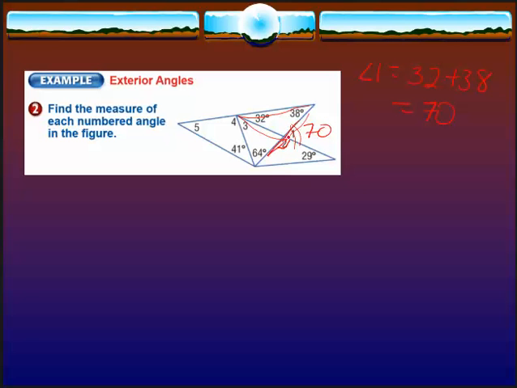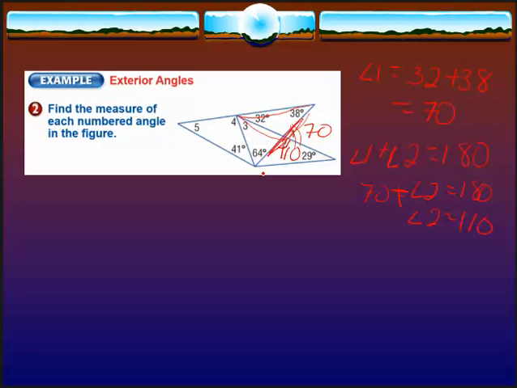If I know angle 1 is 70, I can find angle 2 because they make a straight line. Anytime you have adjacent angles that make a straight line, you know that they add up to how much is a straight line? 180. Now I can plug in my 70 for angle 1. Plus angle 2 equals 180. So angle 2, if I subtract the 70, is 110. Okay, so that helps a little bit.